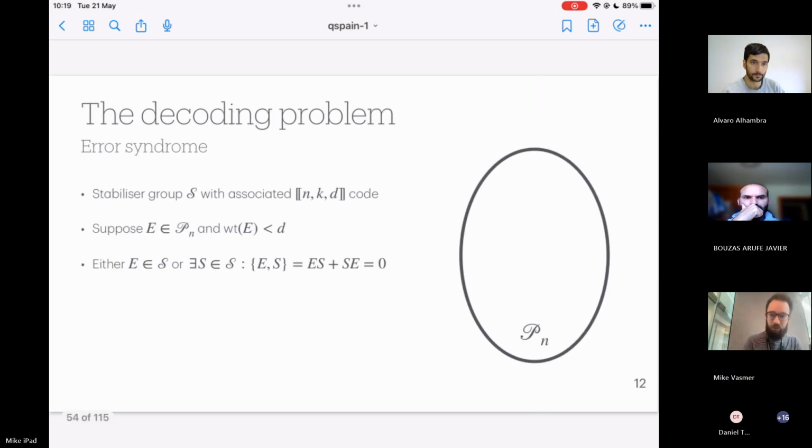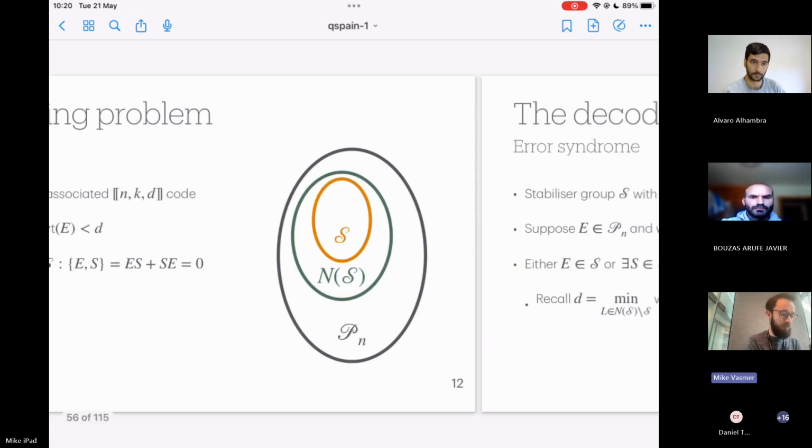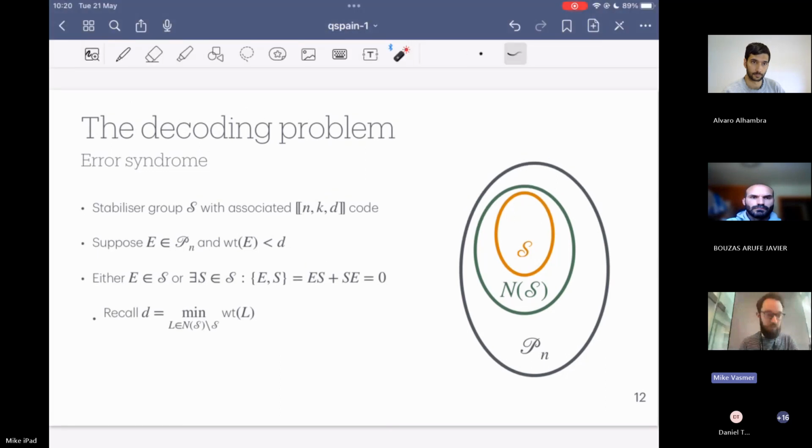How do we see this? Well, let's draw a picture. We start with the Pauli group, P sub n, and then the stabilizer group is some abelian subgroup inside here. And then the normalizer contains the stabilizer, but it can be slightly bigger. So the code distance is saying that everything that's in the normalizer but is not in the stabilizer has a weight at least d. So if we have an operator with weight less than d, either it has to be in this stabilizer part or it has to be outside of the normalizer. Those are the only 2 possible options.